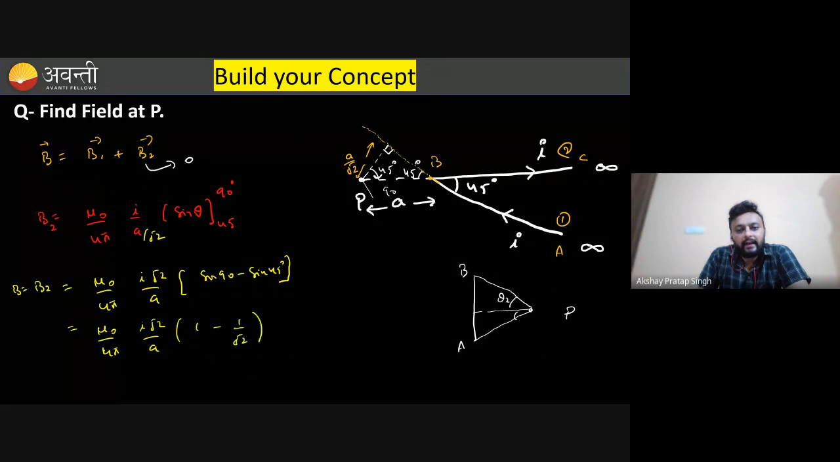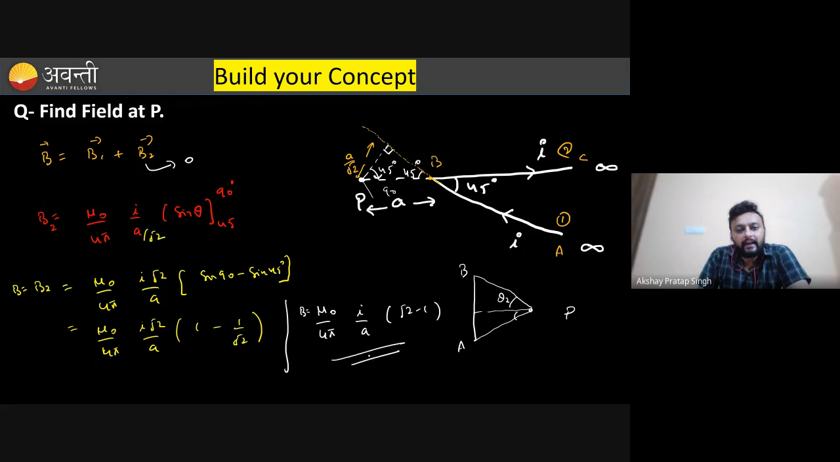Can I summarize the answer now? Can I write down the final answer? Yes, sir. That is B is equal to mu naught over 4 pi. Can you see that if you take the LCM, it will become root 2 minus 1 by root 2. And this root 2 and this root 2 can be cancelled. So that is I by A times root 2 minus 1. This is your final answer. Is it clear to everyone?